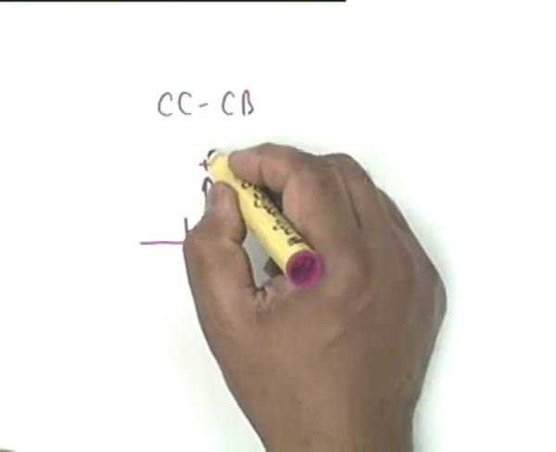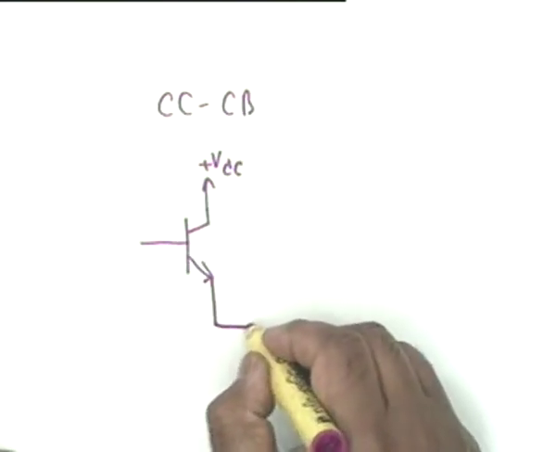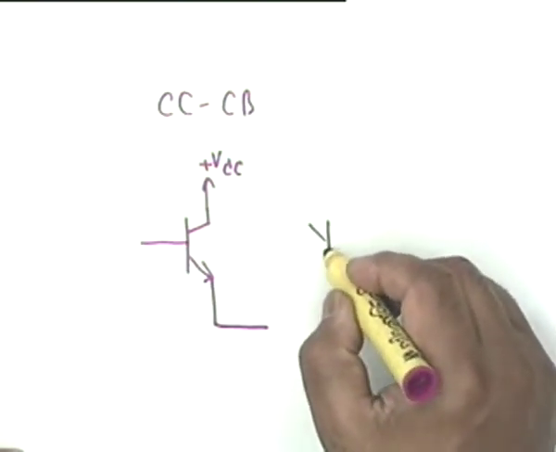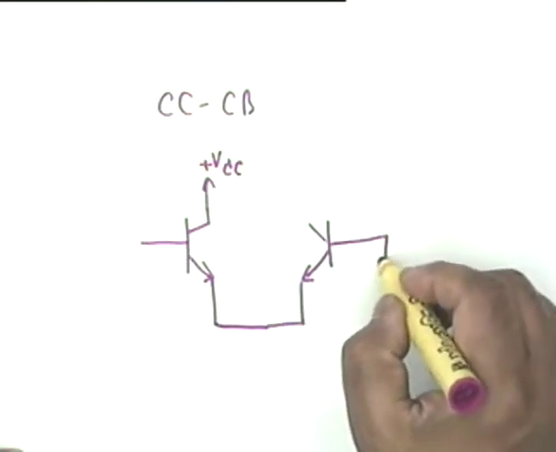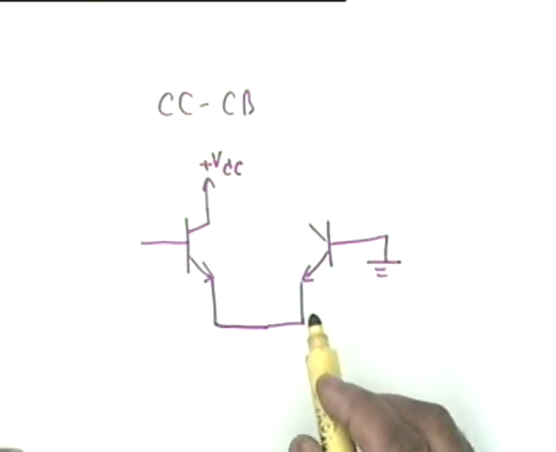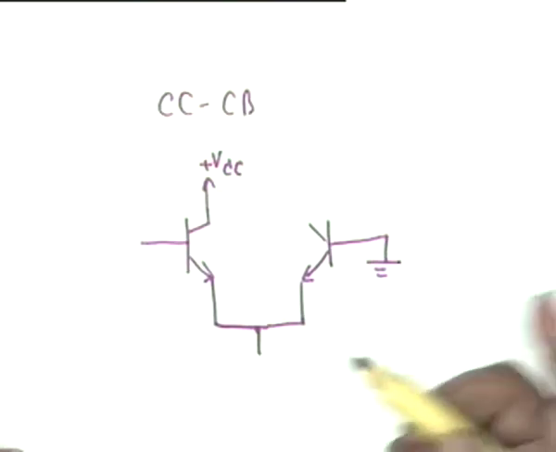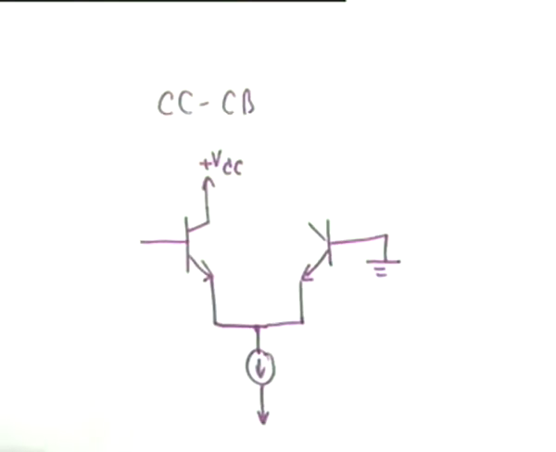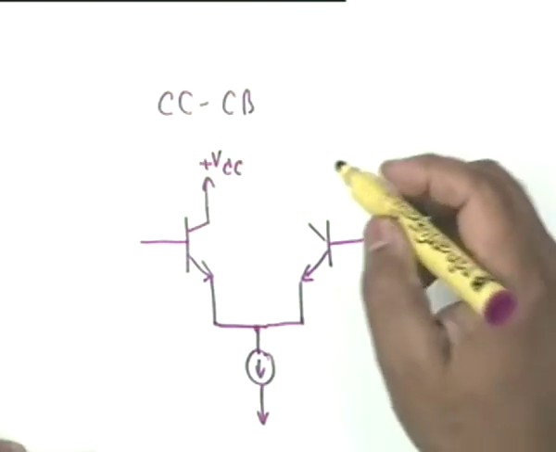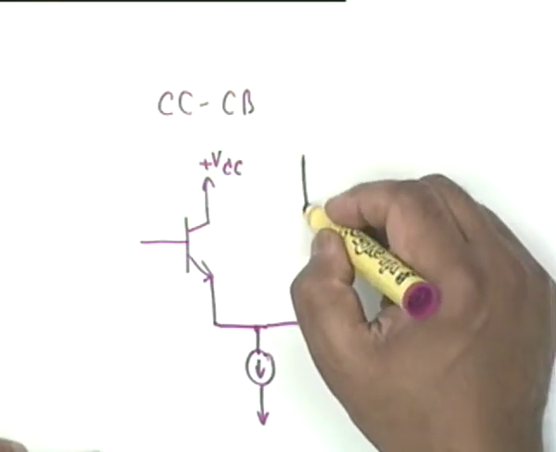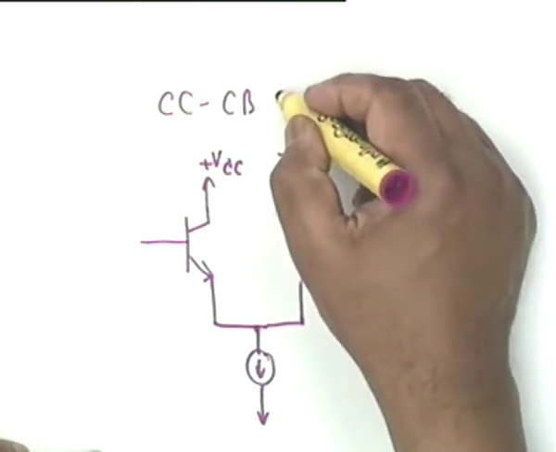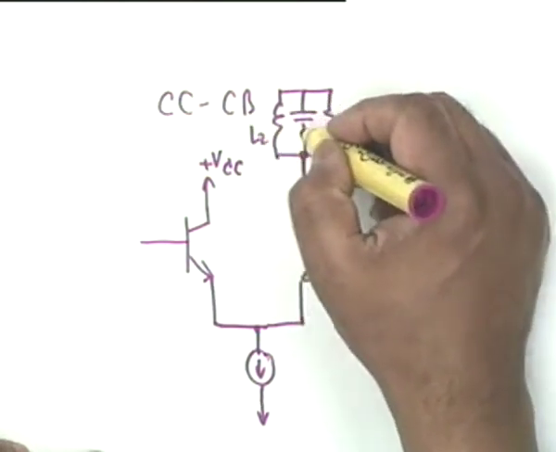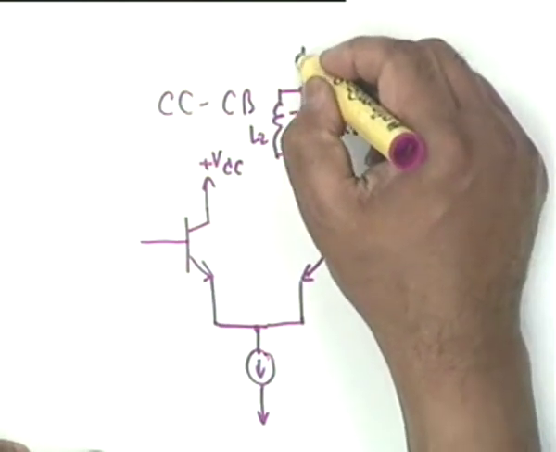This is the CC circuit, and the CB is coupled to it through the emitter, which is exactly that of the differential amplifier, and they are biased by the same kind of arrangement, namely there is a current source here, exactly like the differential amplifier, and the second tuned circuit is used here. This is L2, C2 and R2, which goes to plus VCC.